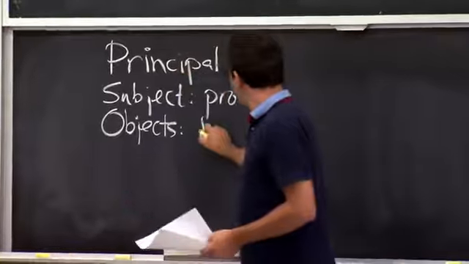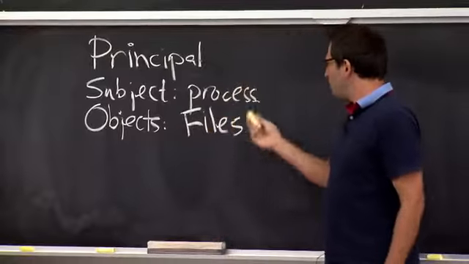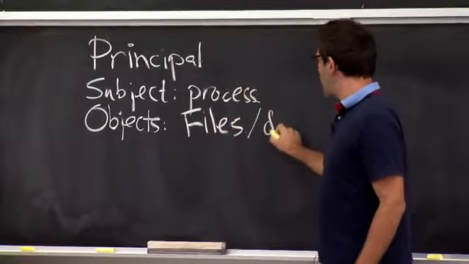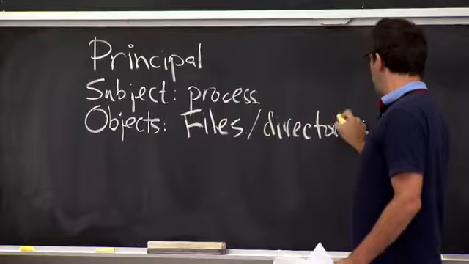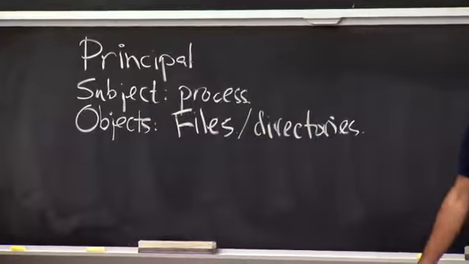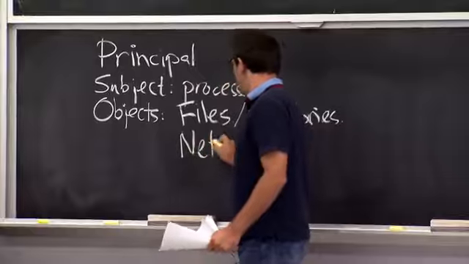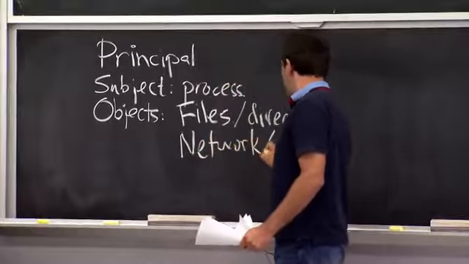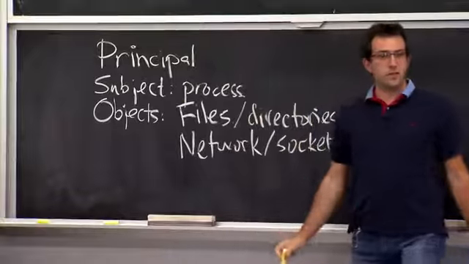Files, yeah, great, that's a big one. That's where all of our data lives. There's a closely related thing we might worry about, directories. Turns out to be pretty important also from a security standpoint. Anything else? Sockets. Yeah, okay, great, networking, sockets. Anything else going on in an OS?